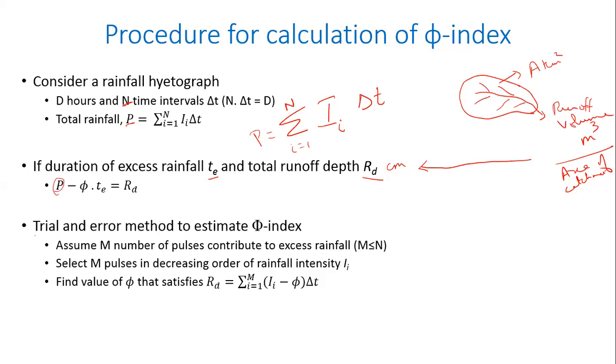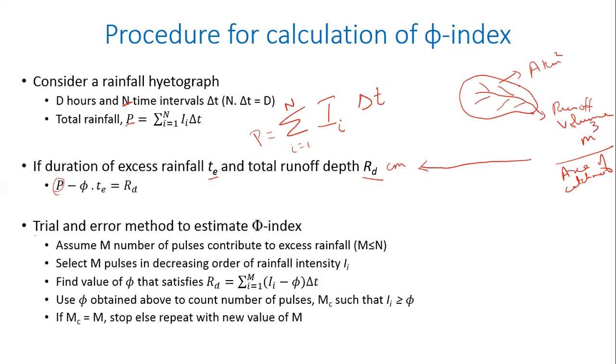So you just solve for this, find the value of phi that satisfies this equation. You already know m, you know I_i, you know delta T. So this is one equation, one unknown. You can solve this equation and you will get some value of phi. When you get that value of phi, you count the number of pulses that satisfy the expression I_i greater than or equal to phi. Whatever number you get, m_c, should be equal to m.